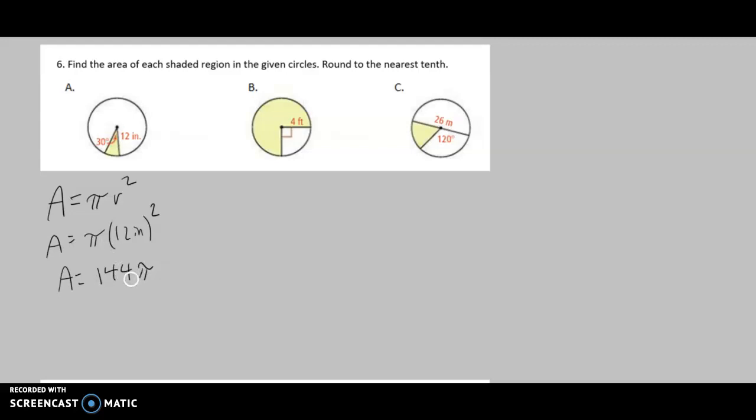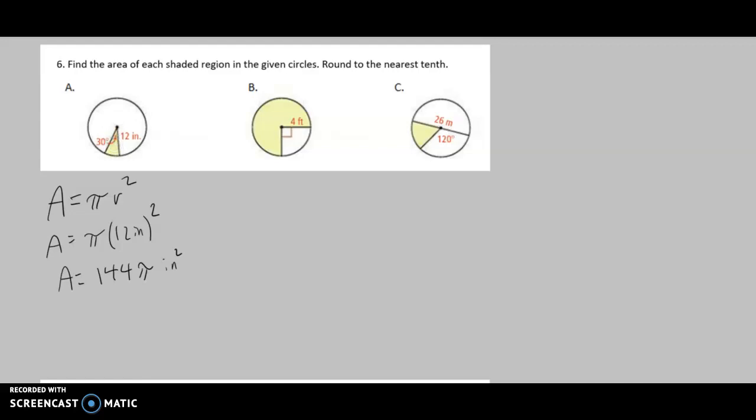Pi is just a number, remember. I could multiply this in my calculator and get a decimal, but for right now, I just want to leave it in terms of pi. So 144 pi square inches. That's the area of our total circle. We want to know the area of just this shaded region right here. The other piece of information that we're given is that this central angle right here is 30 degrees. We talked about central angles in the last video. This central angle means that the vertex of the angle is right at the center of the circle.